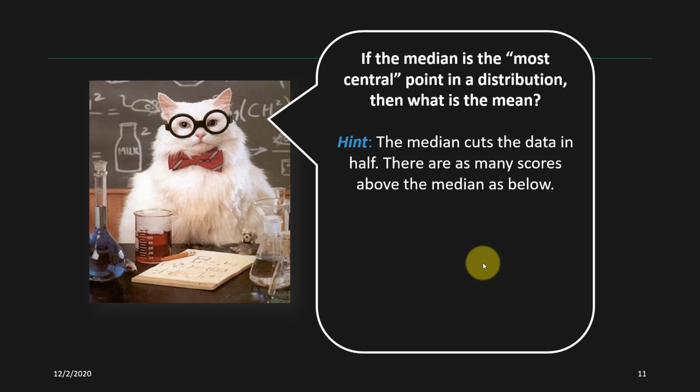So think about this for a second. If the median is the most central point in the distribution, right? It's the middlemost score of all of our scores. What is the mean? Like, how would you describe it? If the median is kind of cutting our scores, our number of scores in half, what is the mean doing?